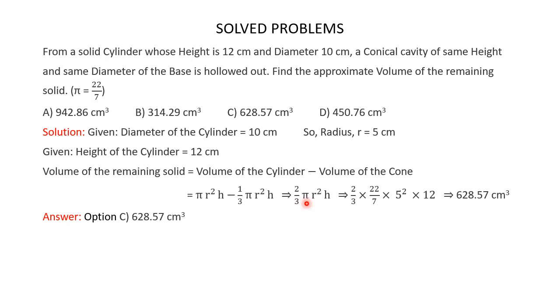Now we know the value of pi is 22 by 7. The value of r is 5 and the value of h is 12. So substituting these values in the equation here, we get the volume of the remaining solid as 2 by 3 multiplied by 22 by 7 multiplied by 5 squared multiplied by 12. On solving this, we get volume of the remaining solid as 628.57 centimeter cubed. So the correct answer is option C, 628.57 centimeter cubed.